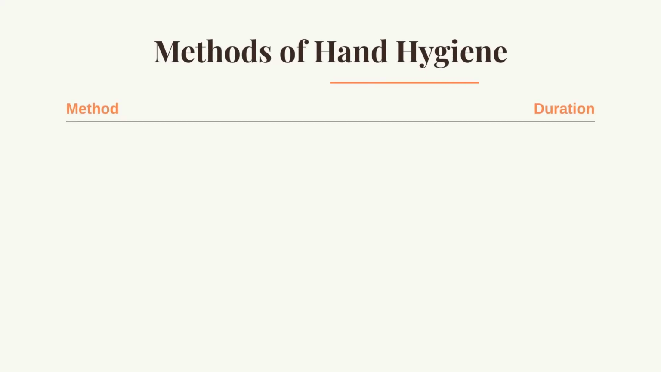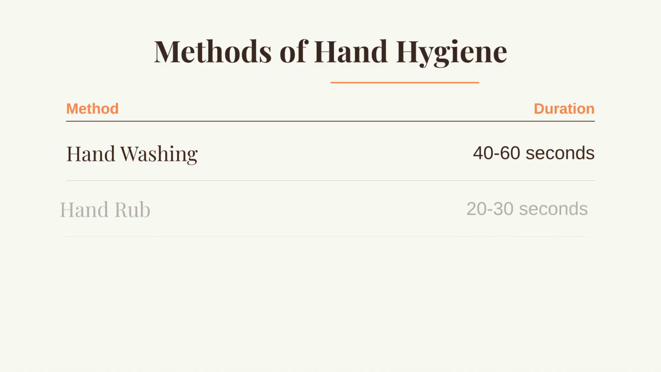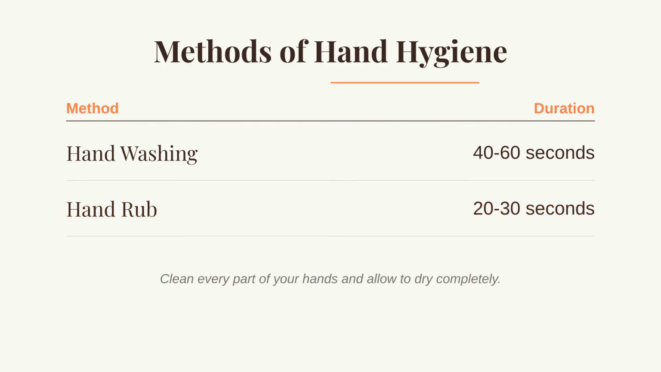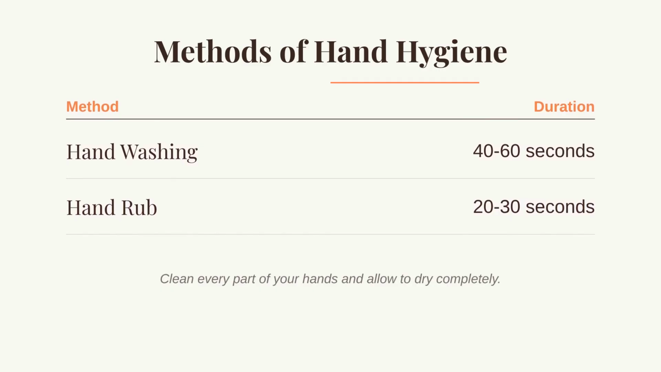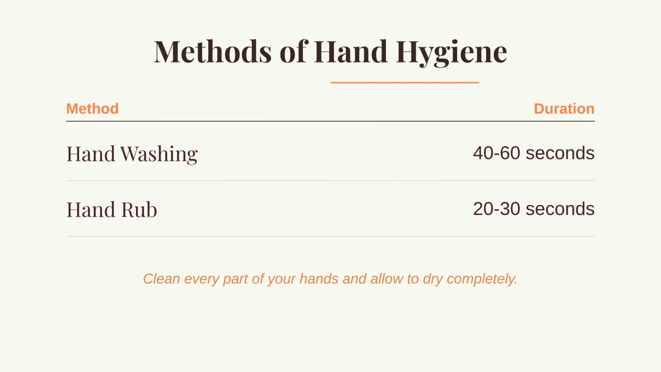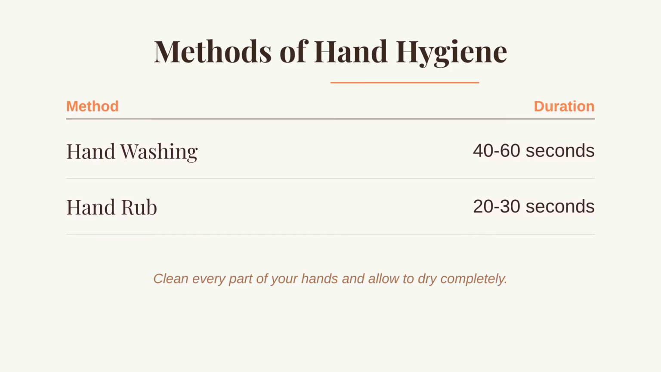There are 2 common methods of hand hygiene. The first is hand washing with soap and water, which usually takes 40 to 60 seconds. The second is alcohol-based hand rub, which takes about 20 to 30 seconds when the hands are not visibly dirty. No matter which method you use, make sure you clean every part of your hands, including your palms, the back of your hands, between your fingers, your fingertips, your thumbs, and your wrists. Always allow your hands to dry completely before touching the patient.